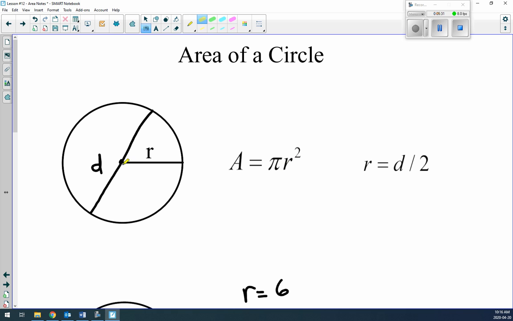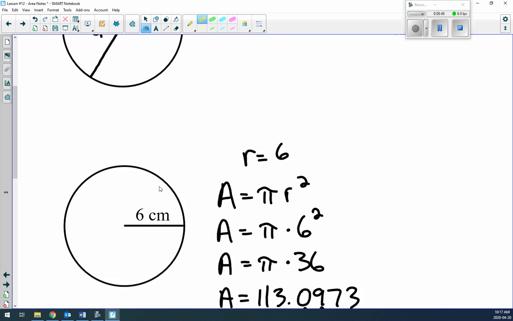Now, the key thing here is you have to have the radius. So the radius is from the center anywhere out to the outside of the circle. Now, sometimes you're going to get a question where you get the diameter, and diameter is the distance across the circle as long as it goes through the center. Well, if you knew the diameter was 10 and you wanted to find the radius, that's easy, just divide it by 2.